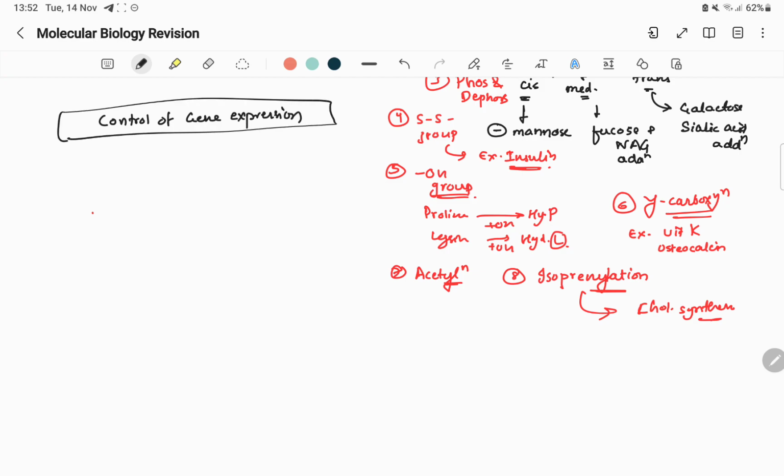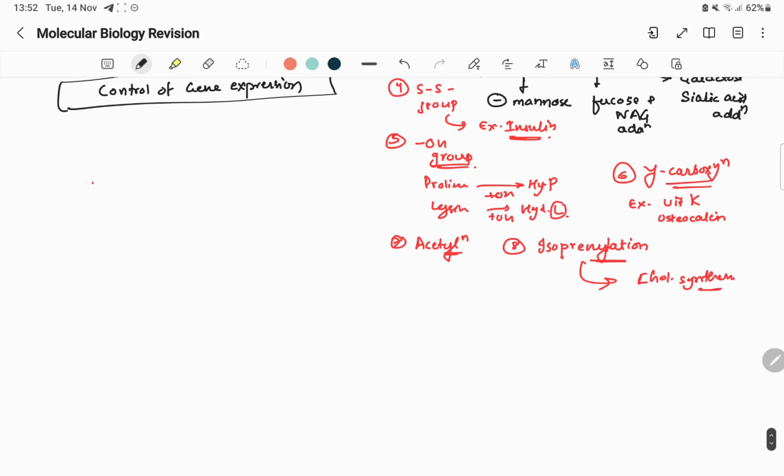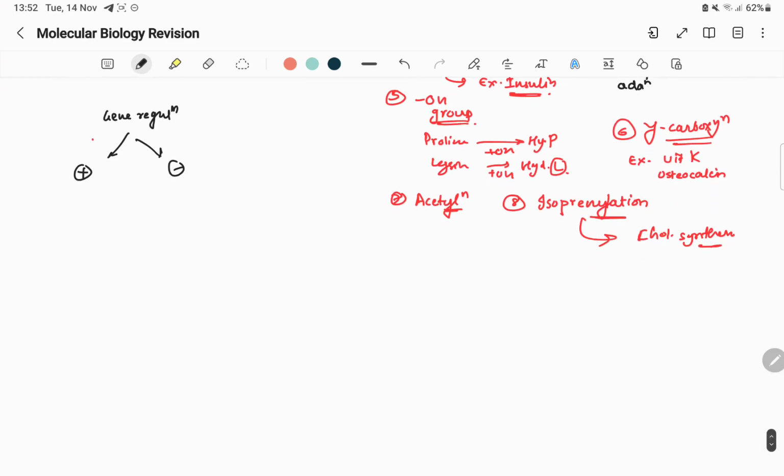This is an important topic, control of gene expression. In this control of gene expression, we'll talk about gene regulation. If we talk about gene regulation, we can see it has positive regulation and negative regulation. Positive regulators are called enhancers, and your repressors or silencers are your negative regulators.